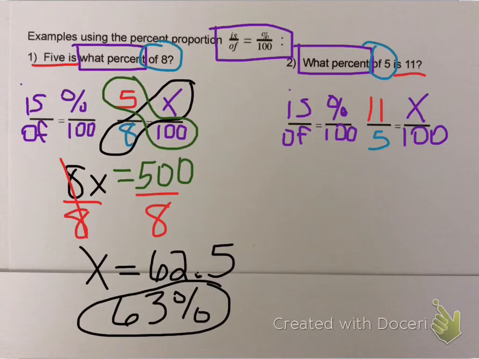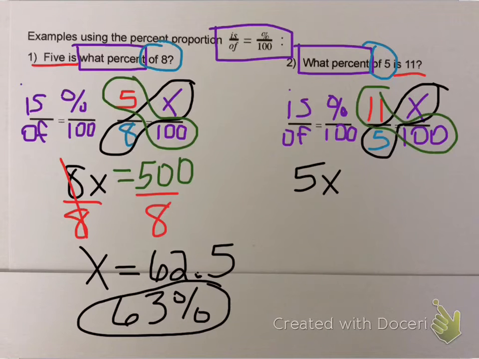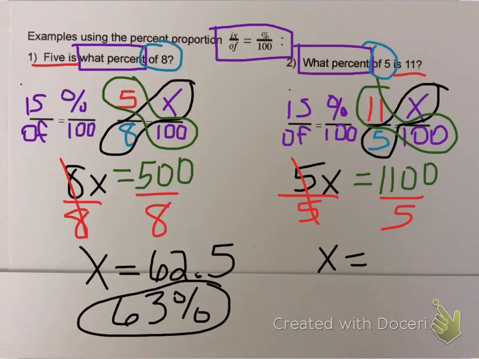So we're going to do cross product property. I'm going to multiply 5 times x, which is 5x, and 11 times 100, which is 1100. Set that equal, and you have your one-step equation. So to solve this, I'm going to divide by 5 on both sides, and the 5's cancel out. I am left with x on the left side equals 1100 divided by 5. You could use your calculator for that. You get 220%.